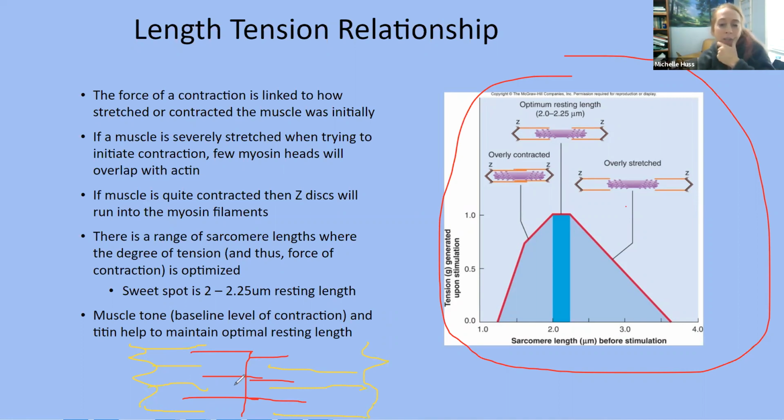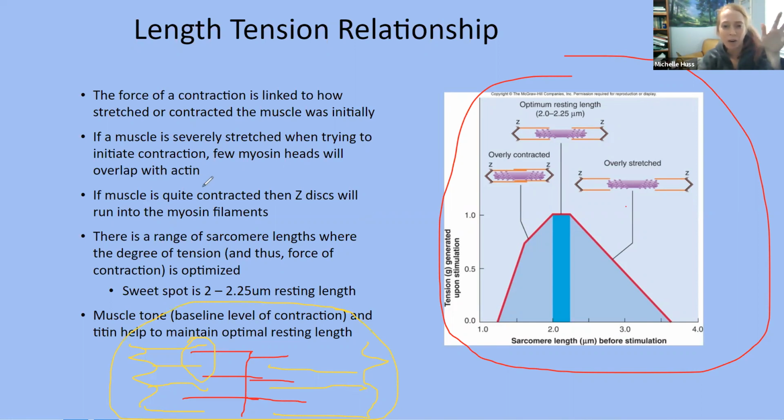So I bend down with my legs and I pull up with my biceps. I have enough zone of overlap to really cause tension. I have enough myosin heads to really cause tension and everything's fine, okay? So this is kind of the maximal amount, when I have a medium amount of zone of overlap.